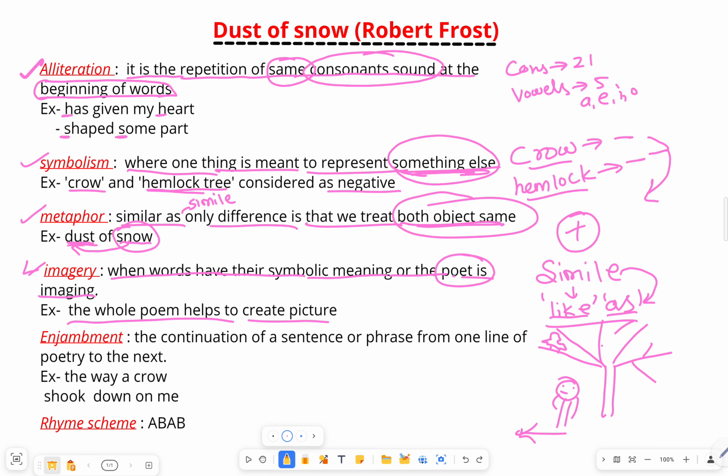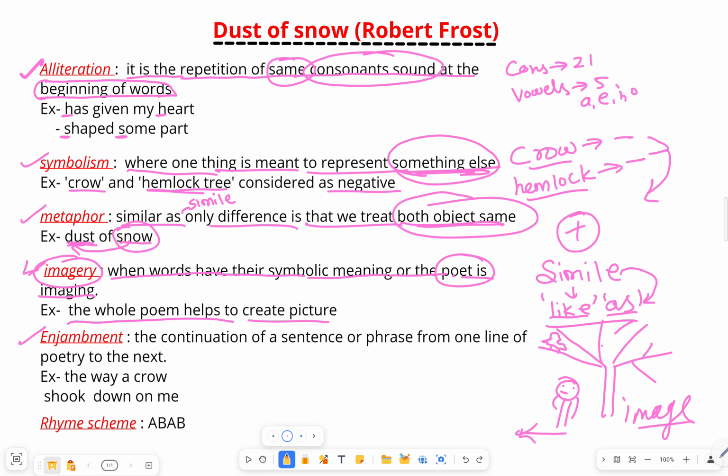creates an imagery. There's nothing, no picture created here, but we create this picture through imagination, just by reading through the image. So that is what we call imagery. Are you getting the point? Imagery helps to create a picture, and the entire poem is creating a picture.